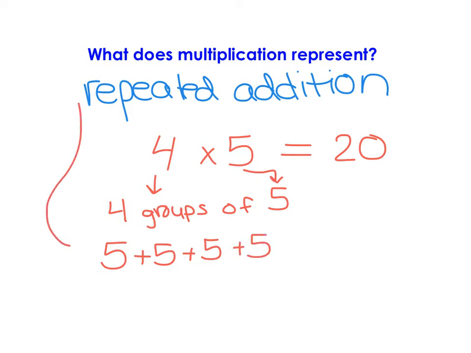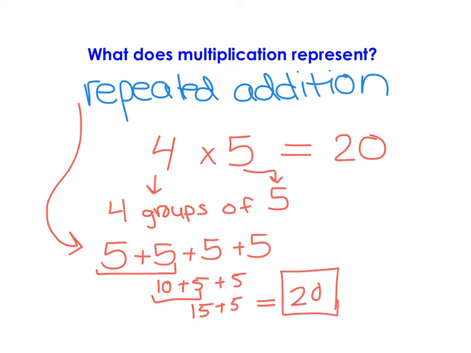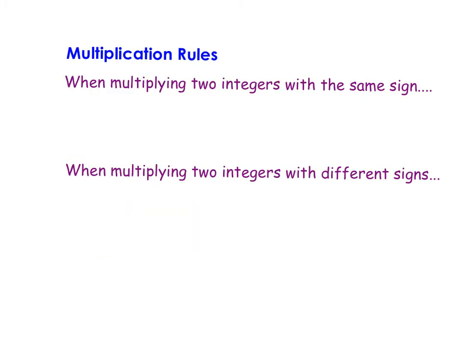So you can see where this notion of repeated addition comes in, because we are repeatedly adding 5 together 4 times. Now if we use our addition strategies here, we'd add the first 2 together, so we'd get 10. Then we'd add the second 2 together, so we'd have 15. And that ultimately equals 20. So when you're multiplying, what you're really doing is repeatedly adding the same number together that many times. Now where multiplication does start to get a little bit tricky is when we have signed integers.